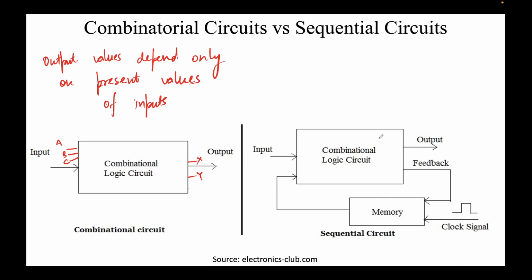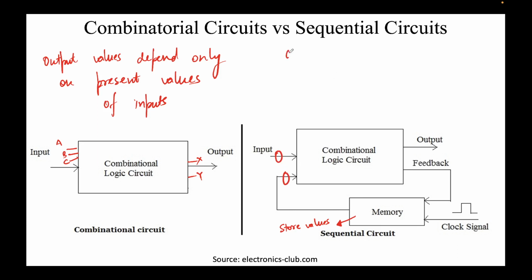On the other hand, a sequential circuit, you see this block is the same as the previous one. A sequential circuit has some combinatorial logic circuit as well as some memory, right? So what do we mean by memory? Memory's function is to store some values. The output is dependent on the inputs A, B and C, as well as some data coming from memory, and when these two are combined you get an output.